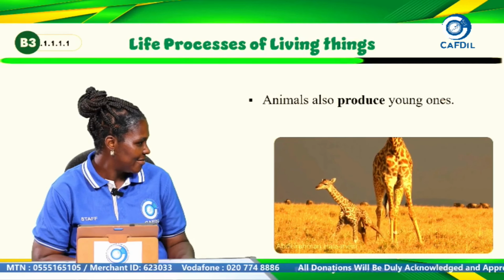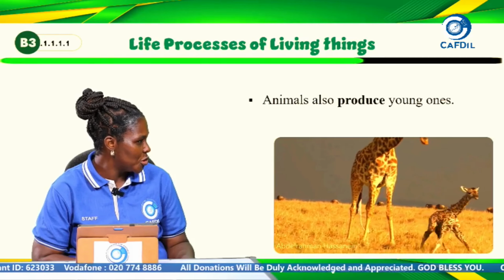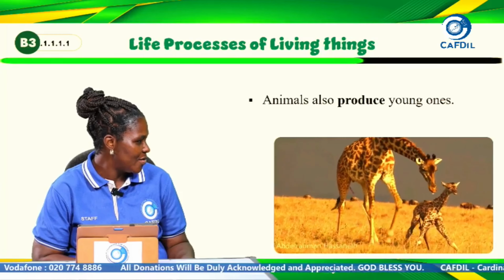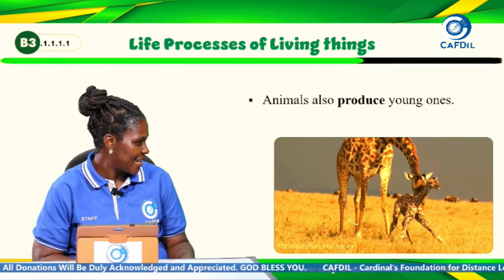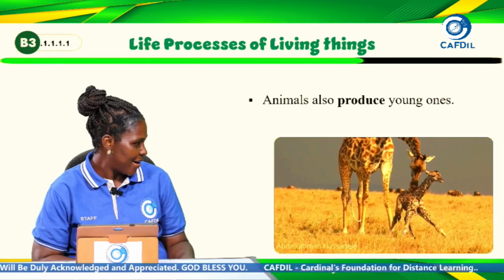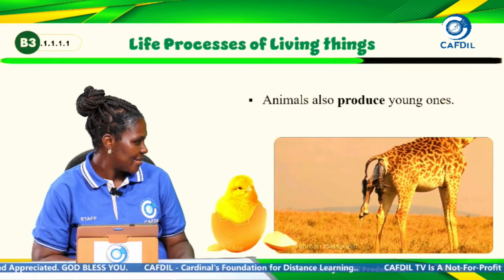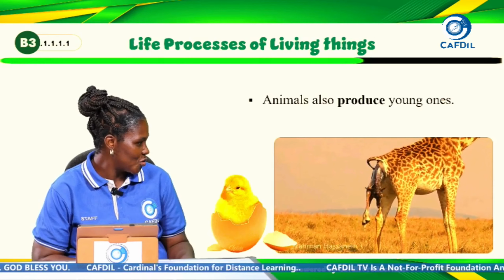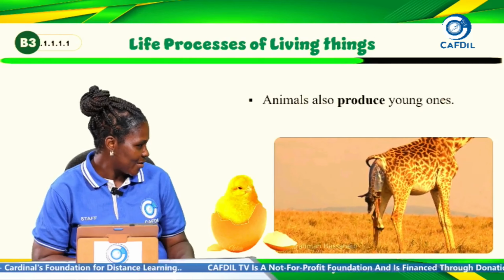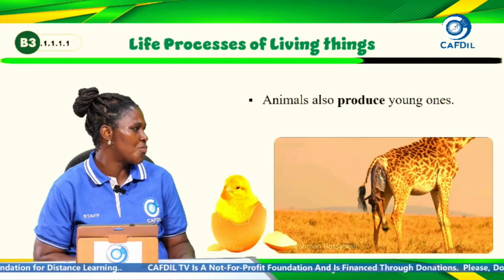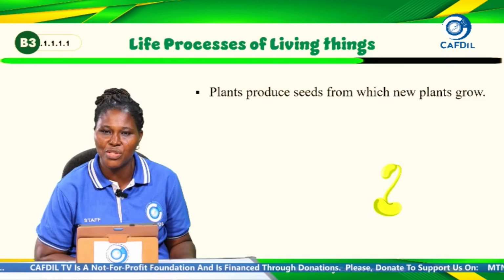Have you seen? Very, very interesting. Animals also produce young ones. The baby looks like the mother. Look at it. It's a young one. Very, very nice. And look at this chick too. It's coming out from the egg. So animals also produce young ones.